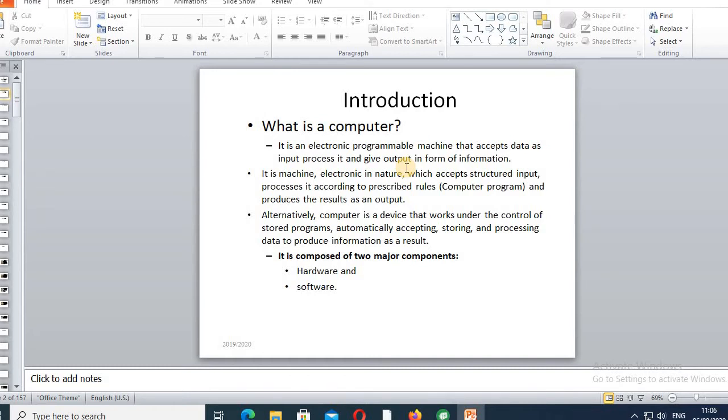Alternatively, a computer is a device that works under the control of stored programs. When we say it works under stored programs, we have a software. It is always a system software that is installed on our computer. So obviously it can be used like that, or when it is stored on a hard disk. Are we together? So alternatively, a computer is a device that works under the control of stored programs, automatically accepting, storing, and processing data to produce information as a result.